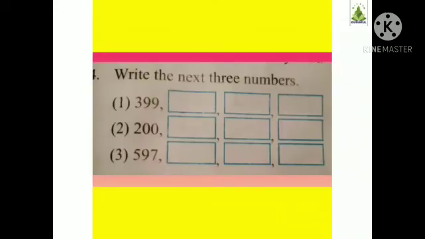Question number 4. Write the next 3 numbers. Students, you know how to write after numbers? Very good. Same way, we will write the next 3 numbers. What comes after 99? 100. Very good. So now here number given is 399. So what will come? 400, 401 and 402.